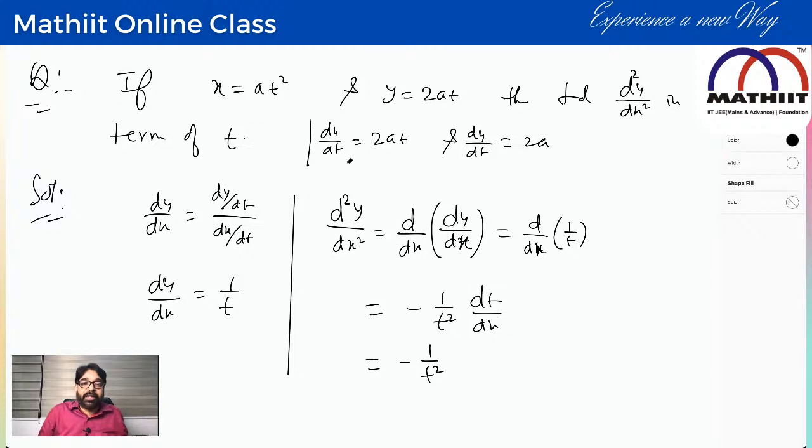Dt by dx will be what? Dx by dt is 2at. So dt by dx will be the reciprocal, 1 by 2at. So it will become minus 1 by 2at cube. This is the answer.